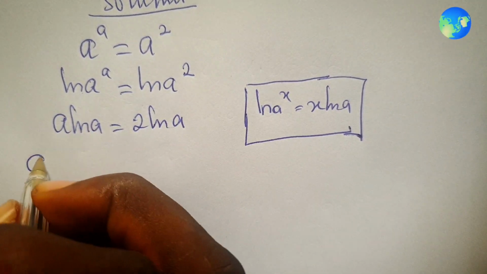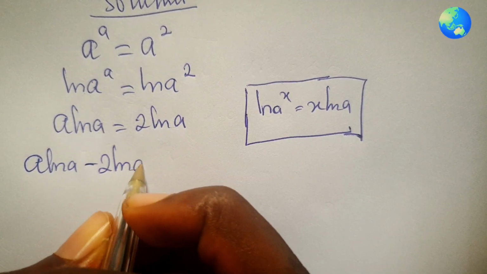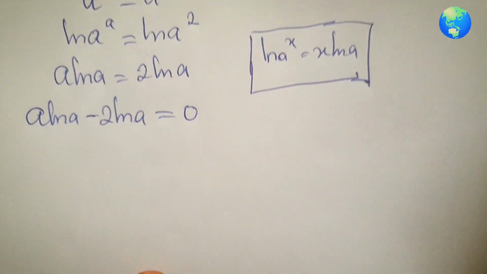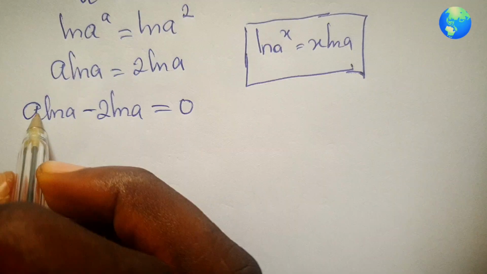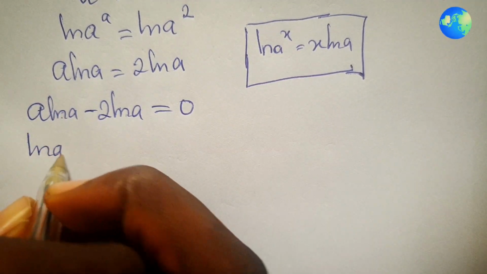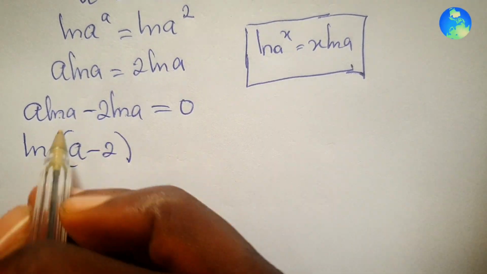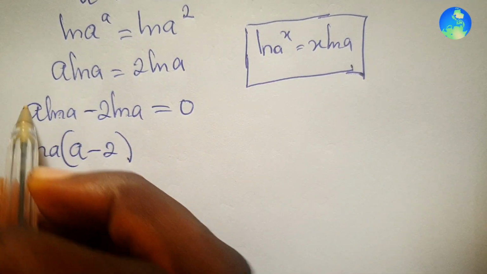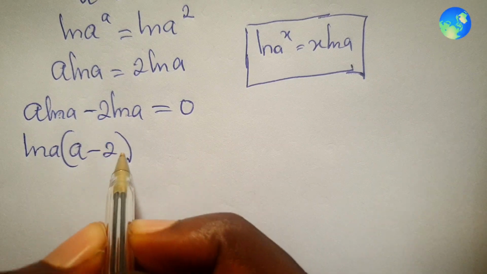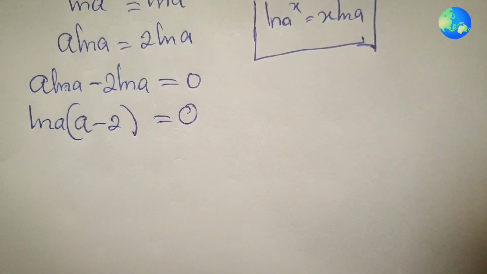Which implies for this part I can collect like terms. I will have a natural log of a minus 2 natural log of a equals 0. Now after this I have something that is common, which is natural log of a, so I have natural log of a into a minus 2. If I factorize natural log, I'm left with a. Factorize natural log, I'm left with 2. So I have this equal to 0, right?